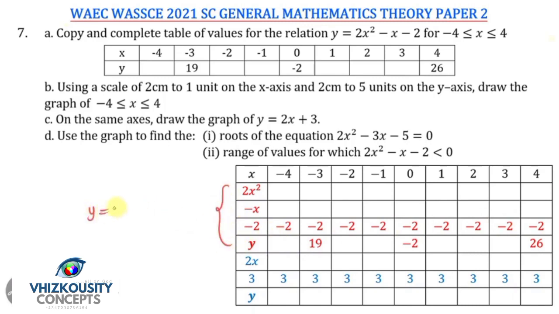Y is equal to 2x squared minus x minus 2, okay? This is for this quadratic. But that's not the only equation we have. We also have this linear equation, y is equal to 2x plus 3. So this will amount to y is 2x plus 3.